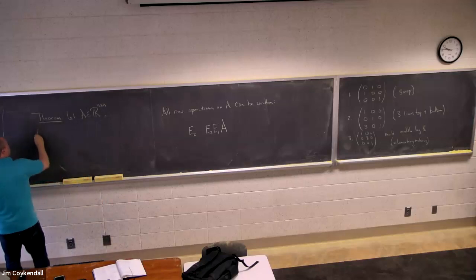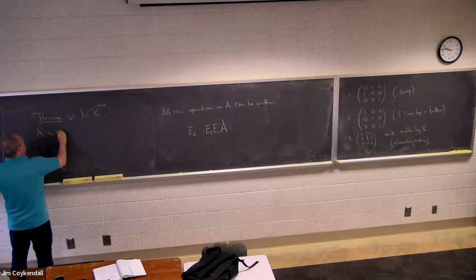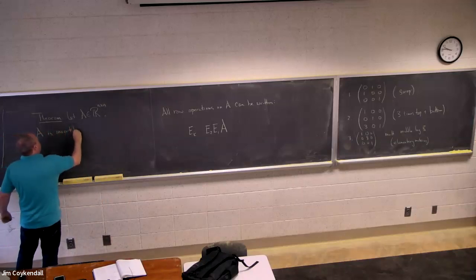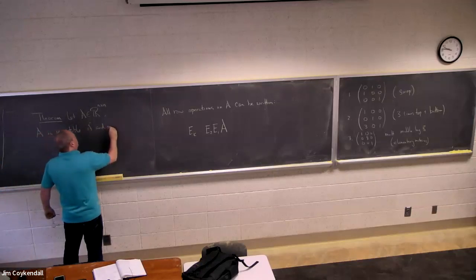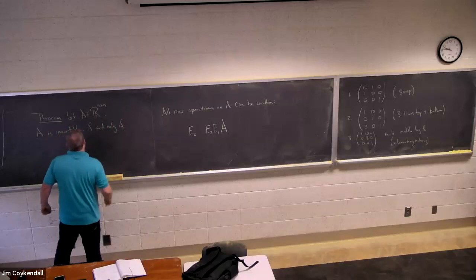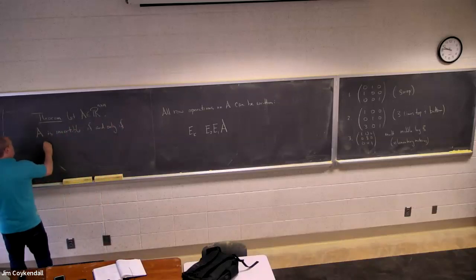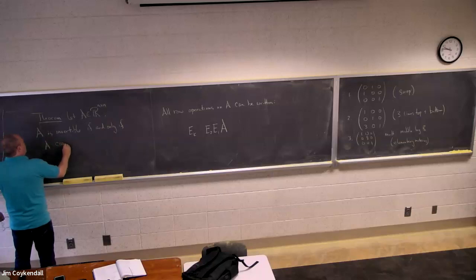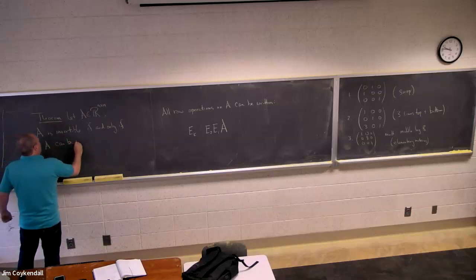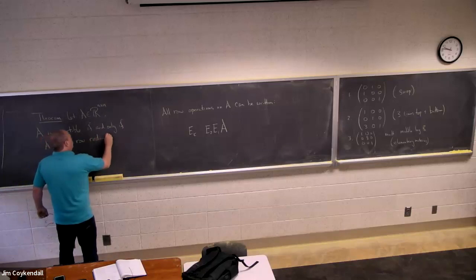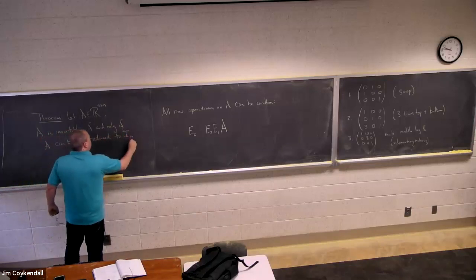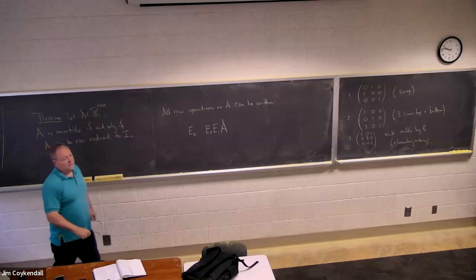A is invertible if and only if A can be row reduced to the identity. That's it.